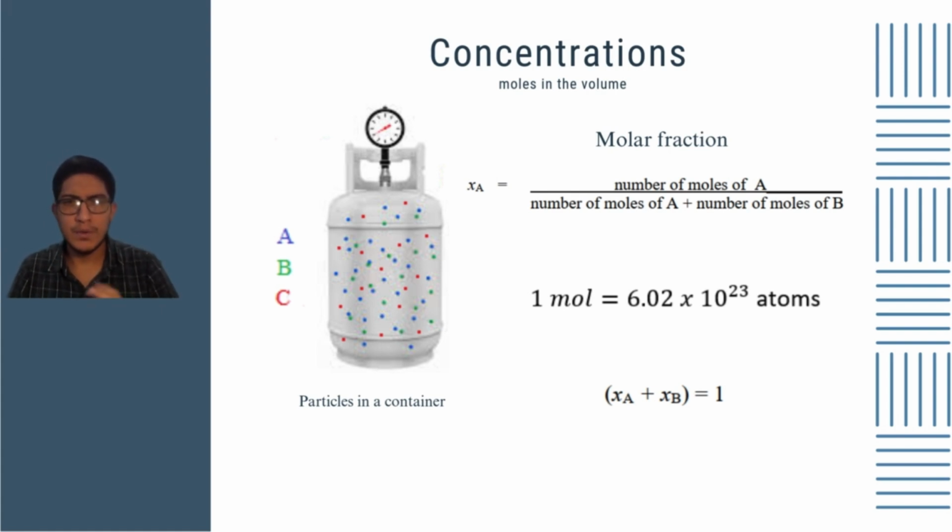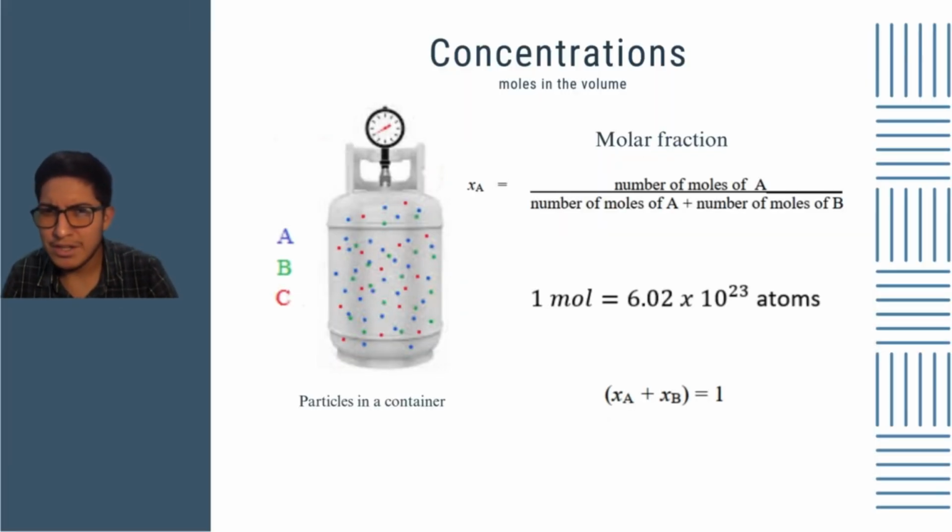For instance, here we've got a tank. This contains three types of molecules. If you were to calculate the concentration of each specific molecule, you'll have to find the number of moles of that molecule and divide its quantity by the volume.